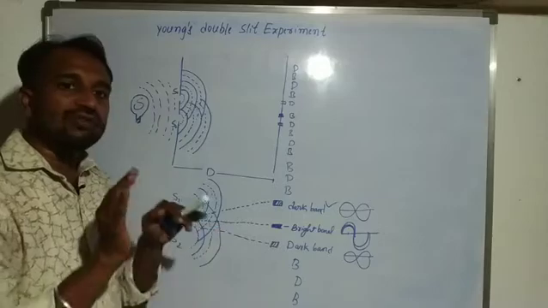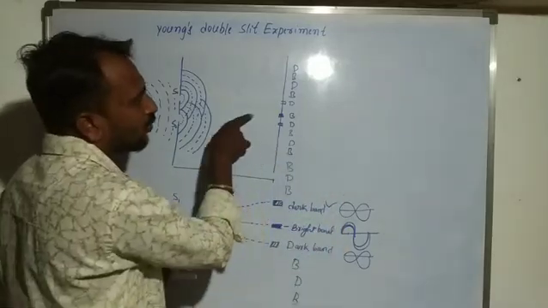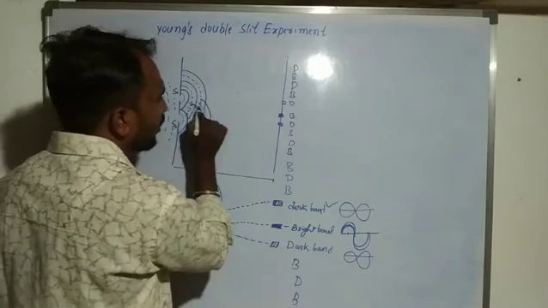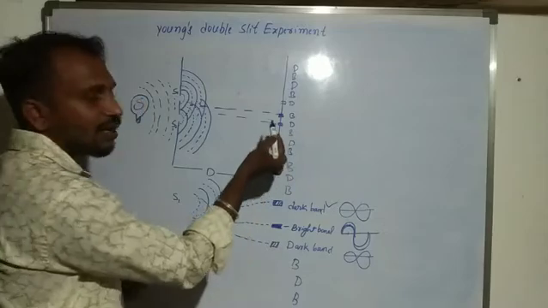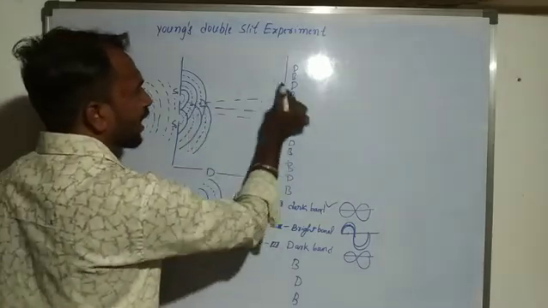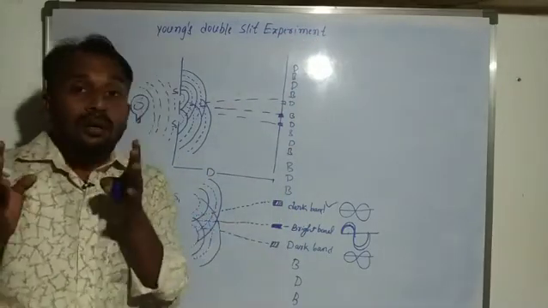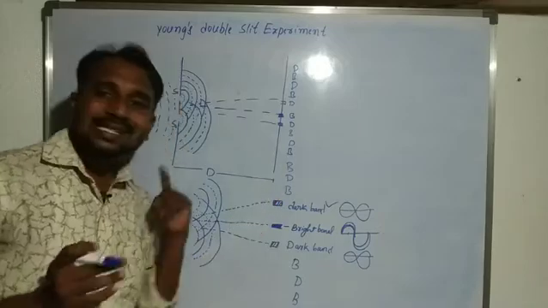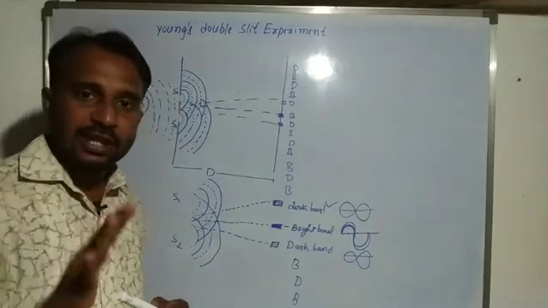It means one wave falls on another wave. Suppose a crest falls on a crest or a trough falls on a trough. Here we get a bright band, and afterwards a dark one. It means a crest falls on a trough, so here we get a dark band, then bright, dark. It means alternate bright and dark bands are formed on a screen. So this is Young's double slit experiment.